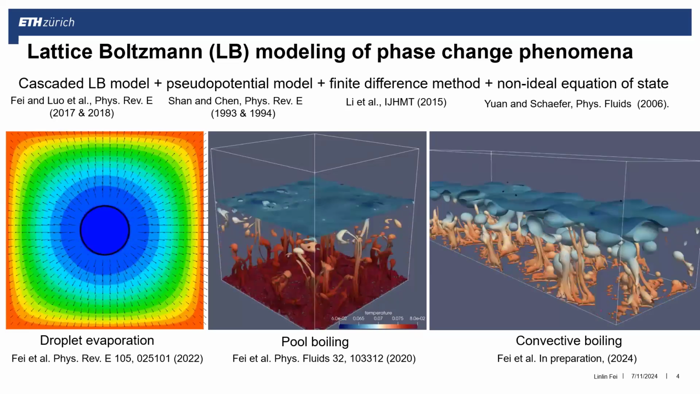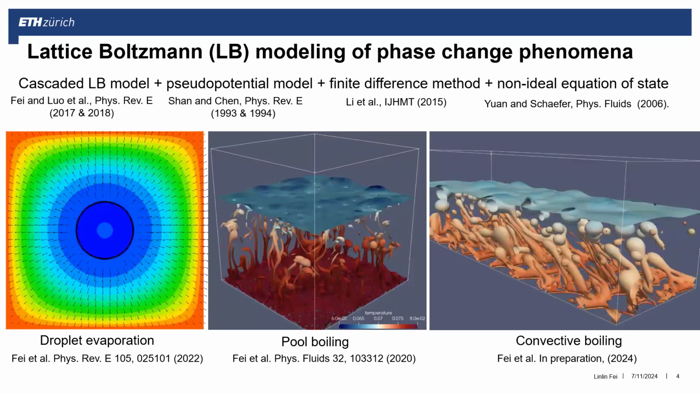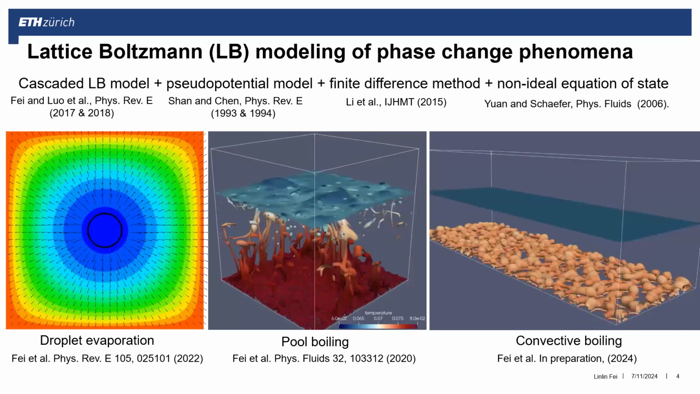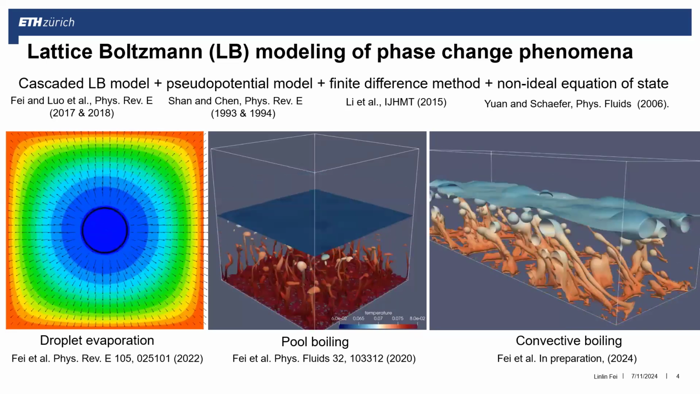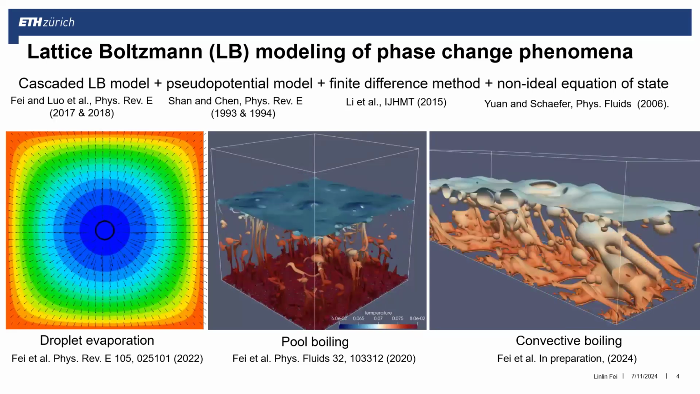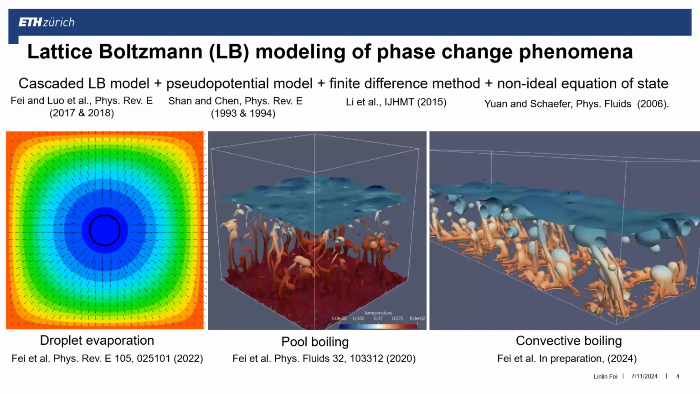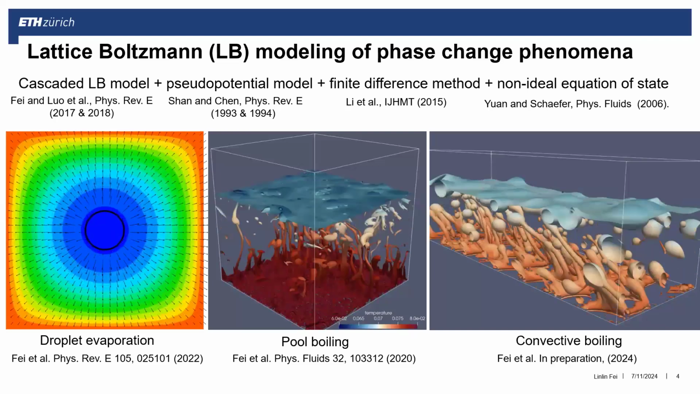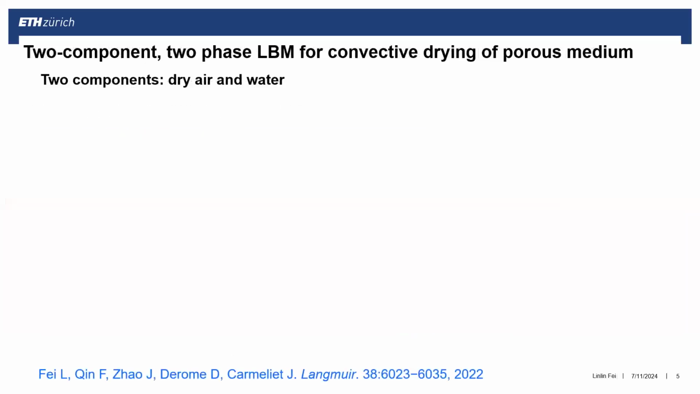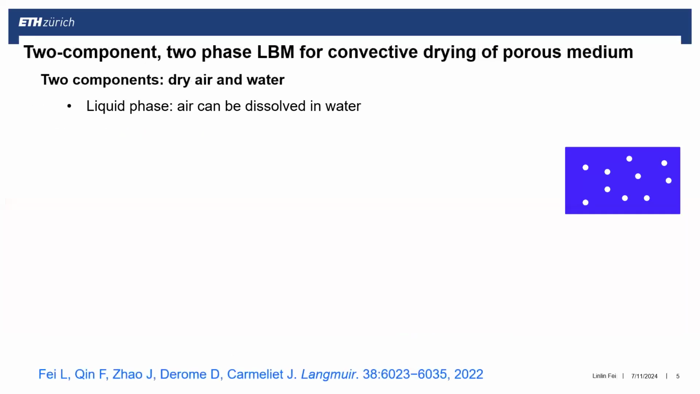And we have used this method to simulate droplet evaporation, boiling and convective boiling phenomena. However, all these phenomena are in single-component systems, which means that we have only one component, and it has two phases, the liquid water and the water vapor. And today we want to talk about simulating two-component, two-phase evaporation phenomena in porous medium.